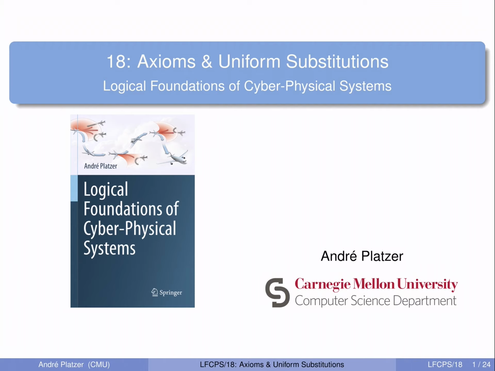Welcome to the second part of the 18th chapter on axioms and uniform substitutions in the Logical Foundations of Cyber-Physical Systems textbook. We're still in the business of worrying about succinct approaches for soundly implementing rigorous reasoning for hybrid systems, so we're still in the engine room of hybrid systems proving. But now we're moving on towards the part where we get down into the weeds of what happens with differential equations. And of course, we will still exploit uniform substitutions for the job.